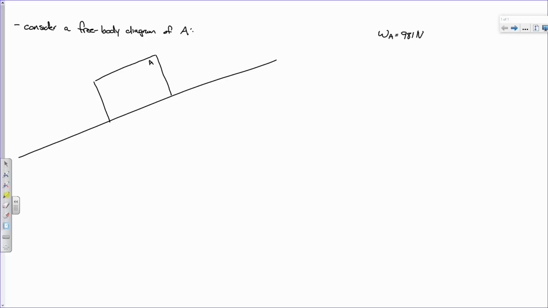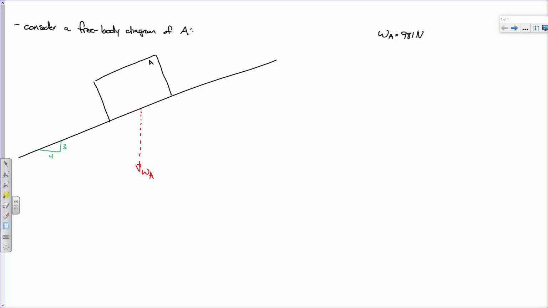Now, the weight of that box acts downwards. So that's the weight. Okay? Weight always acts in the direction of gravity, regardless of what's going on with your incline. Now, speaking of, this incline is at a 3:4 slope ratio.